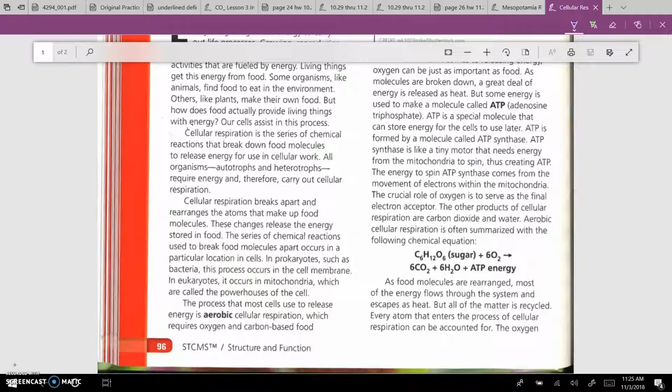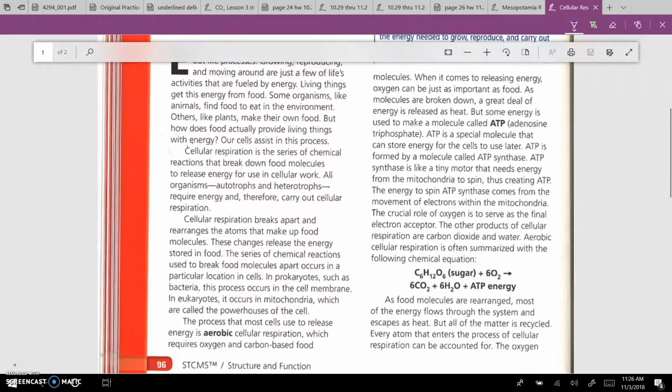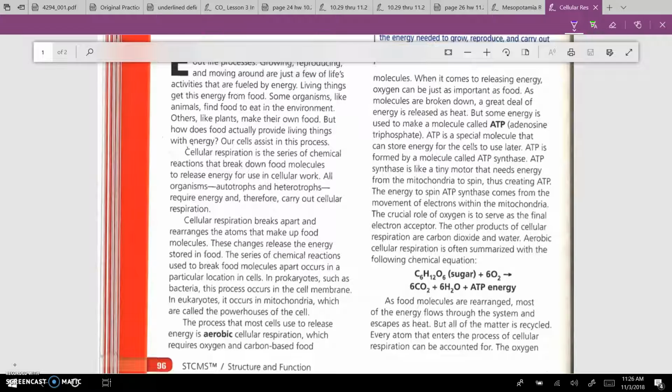The process that most cells use to release energy is aerobic cellular respiration, which requires oxygen and carbon-based food molecules. When it comes to releasing energy, oxygen can be just as important as food. As molecules are broken down, a great deal of energy is released as heat. But some energy is used to make a molecule called ATP, which stands for adenosine triphosphate.